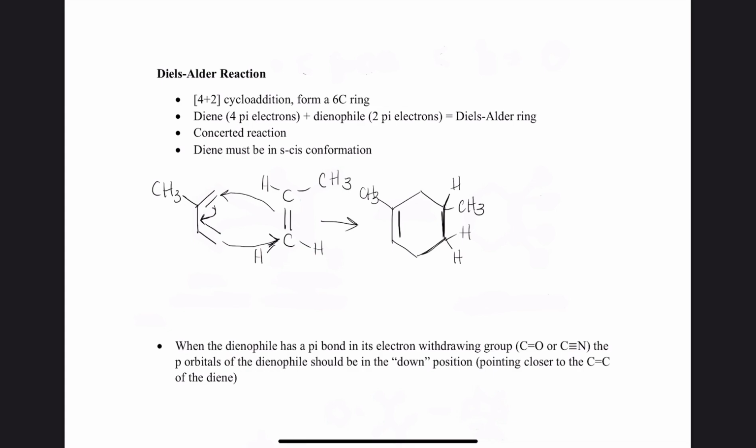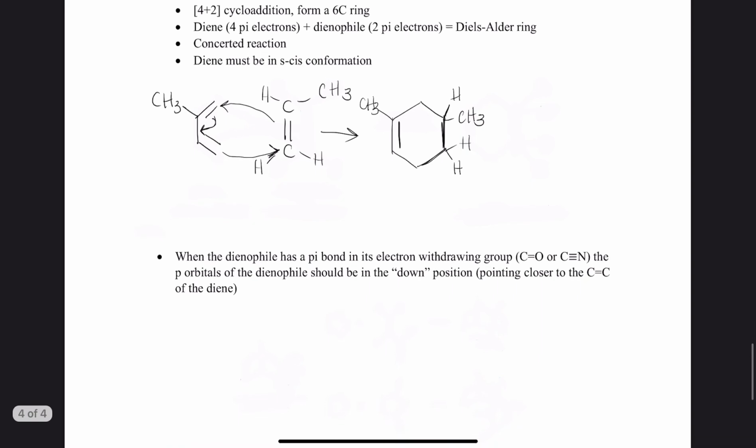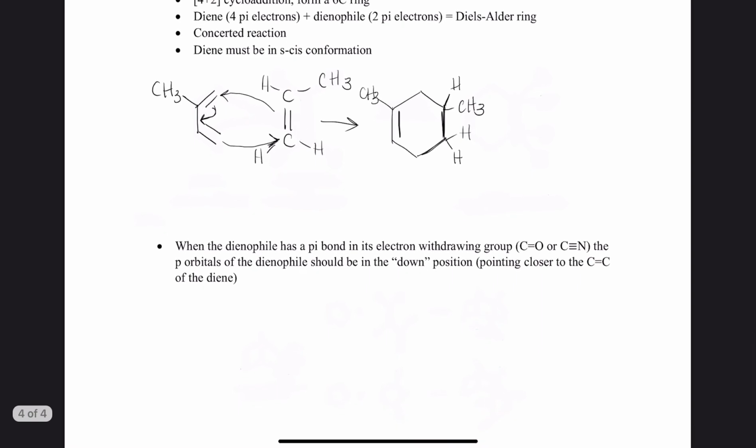So now I want to talk about whenever our dienophile has an electron withdrawing group. An electron withdrawing group is going to be a little bit more important for chapter 16, but essentially whenever you have substituents in any cyclic structure, whenever it's electron withdrawing, we're going to pull that electron stability and energy away from our ring. Some common electron withdrawing groups are going to be your carbonyl group or a nitrile group.